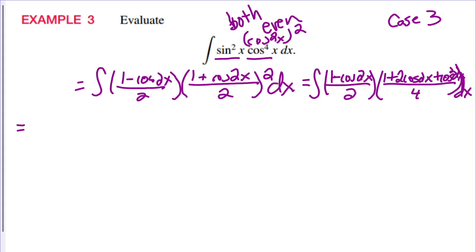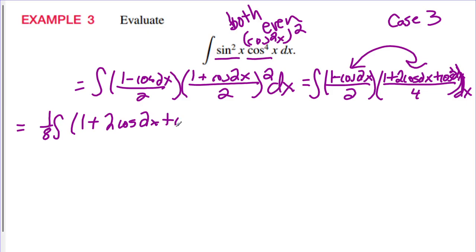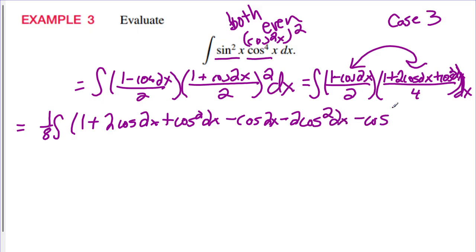Now we can simplify that out a little bit by multiplying. We're going to pull the 1/2 and the 1/4 out to the front as a constant of 1/8. That will leave us with the numerator, so we're going to multiply this numerator times this numerator, doing a lot of multiplications, and that's going to leave us with 1 plus 2 cosine of 2x plus cosine squared of 2x minus cosine of 2x minus 2 cosine squared of 2x minus cosine of 2x cubed, again all in dx.